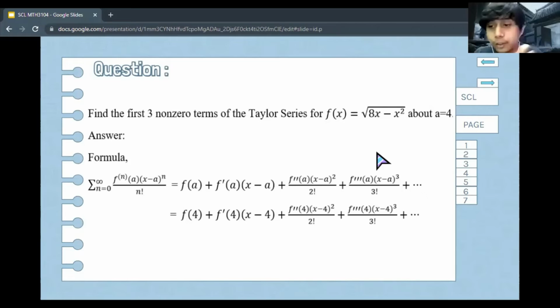Okay, now I will continue to explain the answer for this question. So the formula is as shown in the slide, which is f(a) plus f prime(a) times (x minus a) plus f double prime(a) times (x minus a) to the power of 2 over 2 factorial plus f third prime(a) times (x minus a) to the power of 3 over 3 factorial. And then it says that a is 4, so we need to substitute a with 4. So next slide.